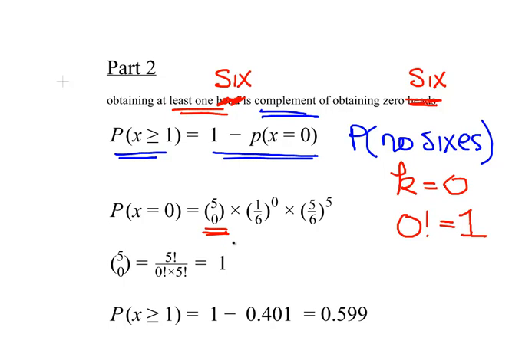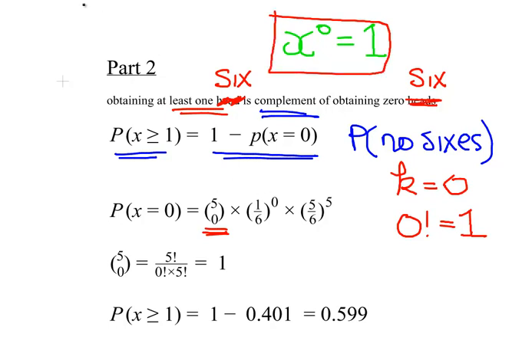K is just 0. As a second remark, I'll write this up here: anything to the power of 0 is 1. This is just a general mathematical rule, so this part automatically becomes 1. Now 5 choose 0 is 5 factorial divided by 0 factorial times 5 factorial. Remember that 0 factorial is 1, so we have 5 factorial over 1 times 5 factorial, and that is 5 factorial divided by 5 factorial, which is just 1.